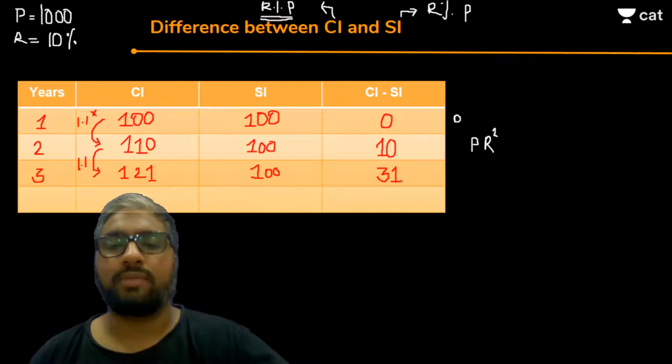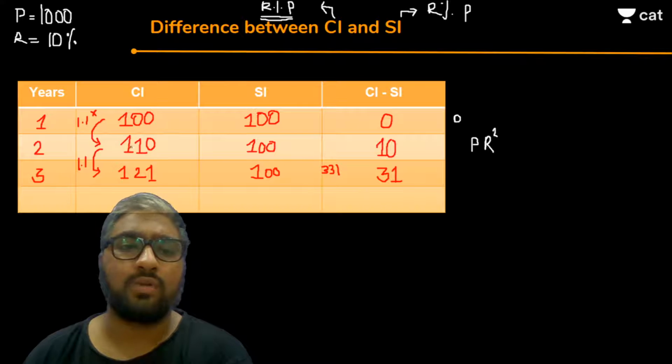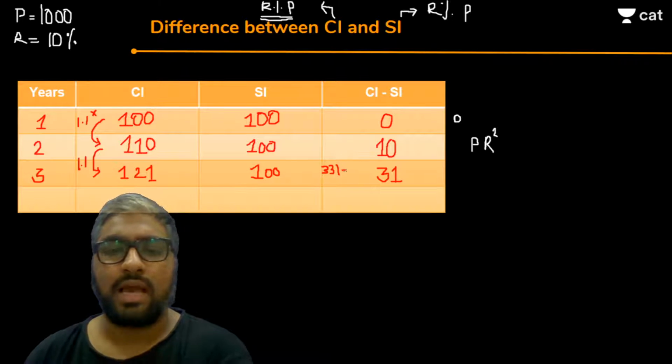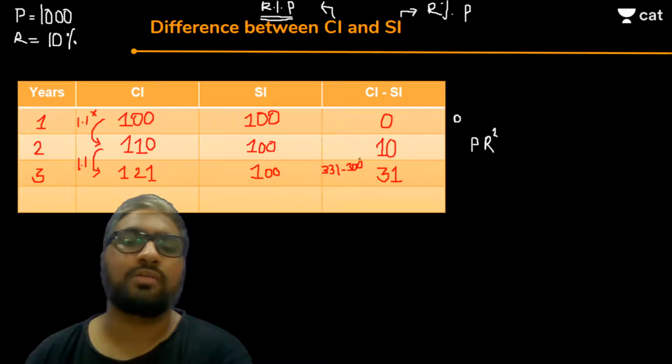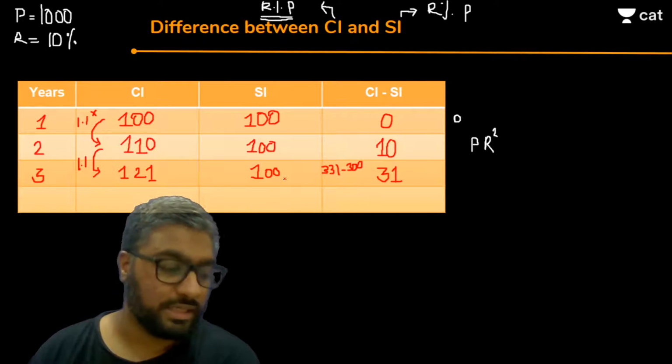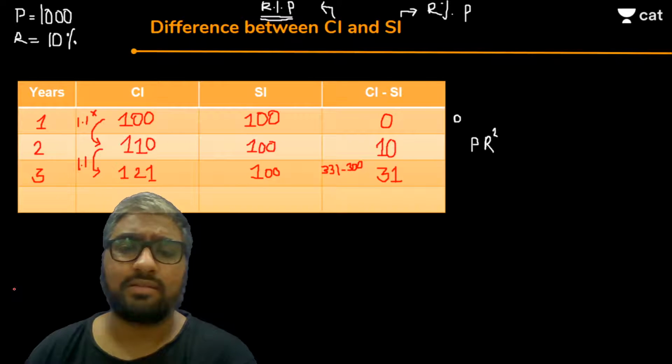Correct. Are you able to follow this? Yes, this is 331, which is nothing but the compound interest for all 3 years together. And 300 rupees is what? That's nothing but the 300, and that leaves 31 rupees.